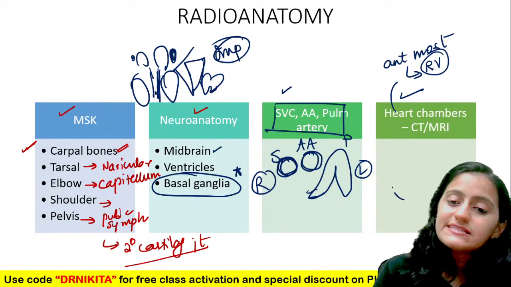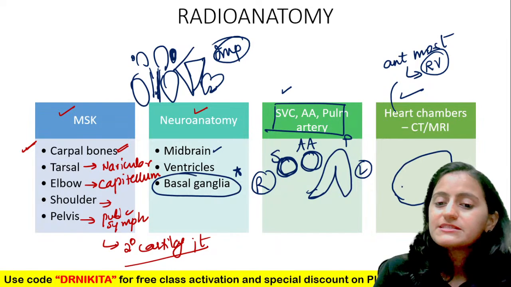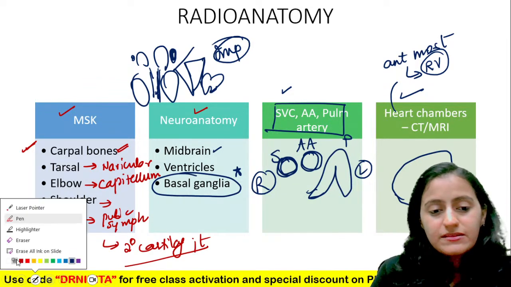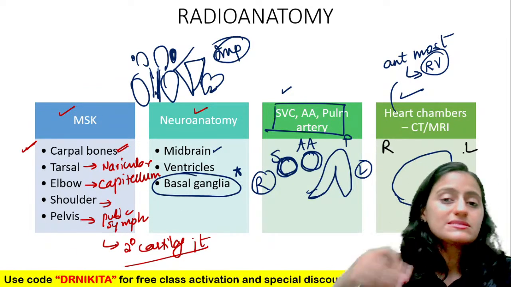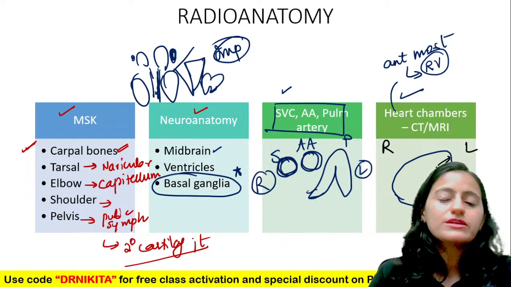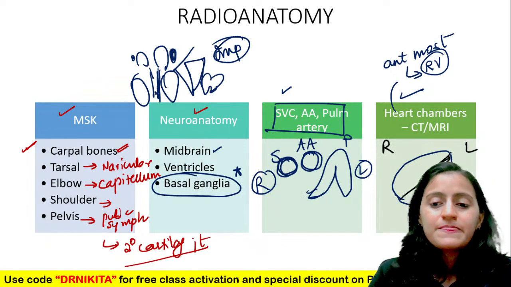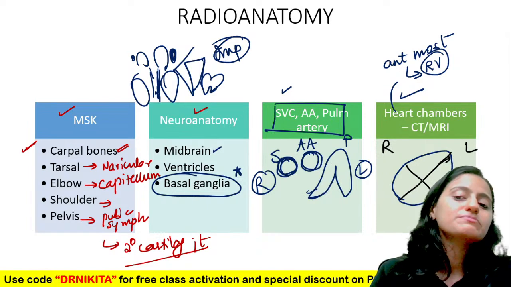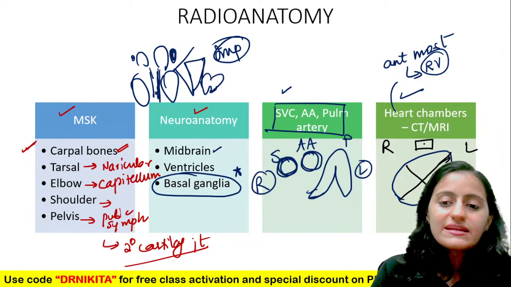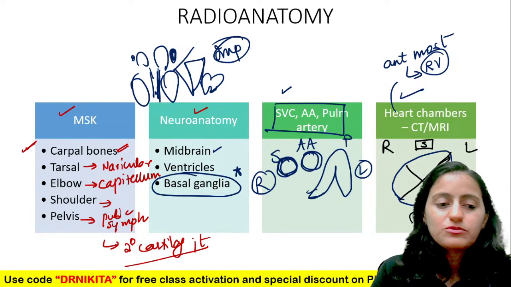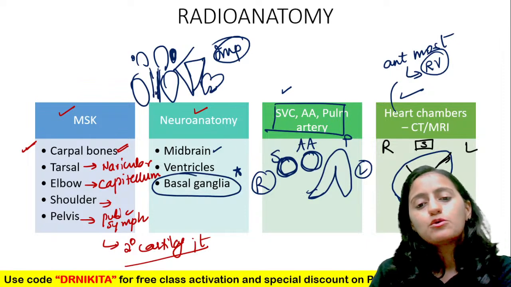So if you're given a CT or MRI image, the heart is basically going to look like this. This is the right side of the image. This is the left side of the image. The heart points towards the left side, the apex. And these are going to be the four chambers of the heart. This is the anterior aspect where you have sternum. This is the posterior aspect where you have vertebra, right?